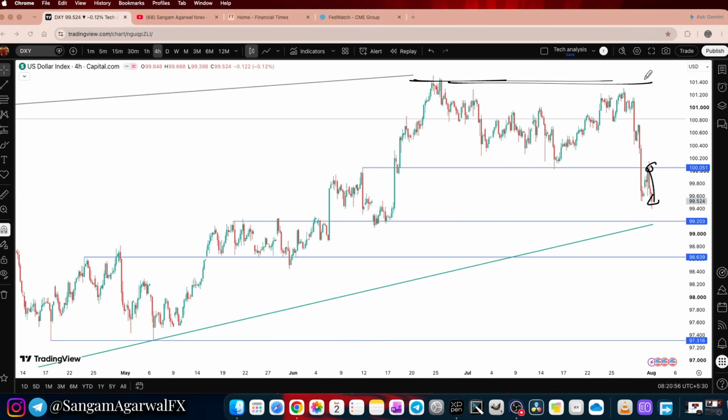This is a big resistance level like double top near 101. First near support broken, retest. Now it is a resistance. If it fall more, next can be 99. So you have so many support level.